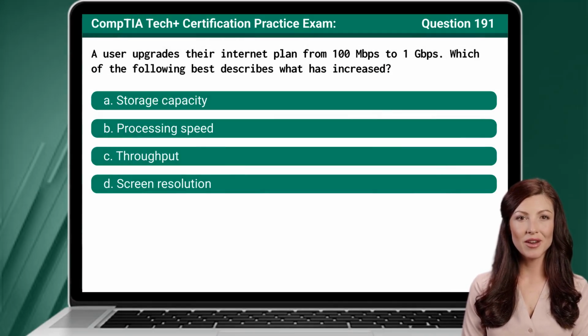A user upgrades their internet plan from 100 megabits per second to 1 gigabit per second. Which of the following best describes what has increased?